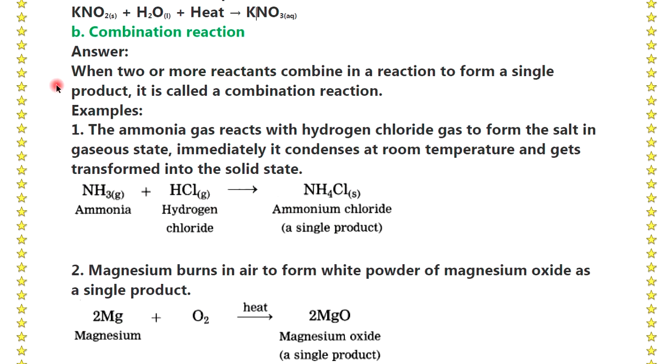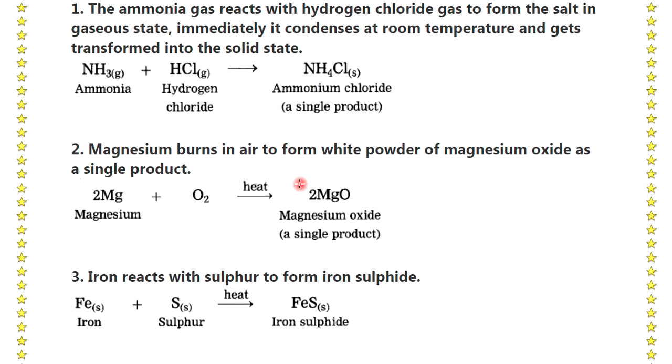Point B, combination reaction. Answer, when two or more reactants combine in a reaction to form a single product, it is called a combination reaction. Example, first point, ammonia gas reacts with hydrogen chloride gas to form a salt in the gaseous state. Immediately it condenses at room temperature and is transformed into the solid state. Ammonia, that is NH3, plus hydrogen chloride, that is HCl, gives rise to ammonium chloride as a single product.